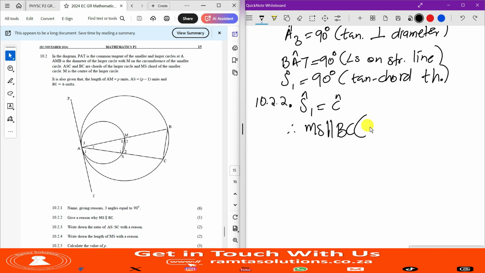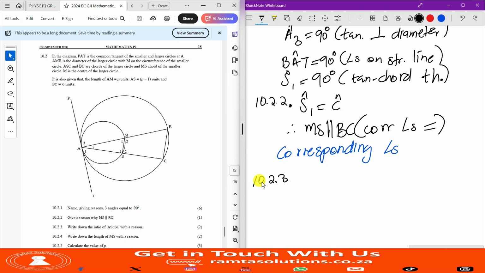Why? The reason is this: corresponding angles are equal. So you can write this in your answer, that corresponding angles equal. Let me just write it in blue. Corresponding angles equal. Remember, it's 1 mark. You did see it there. But otherwise, even if you write it in this way, you will get your mark. Great.